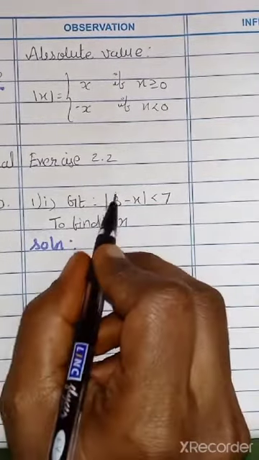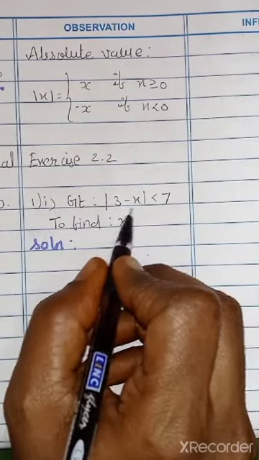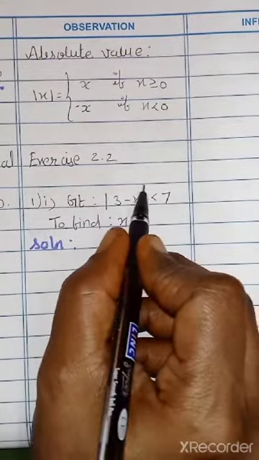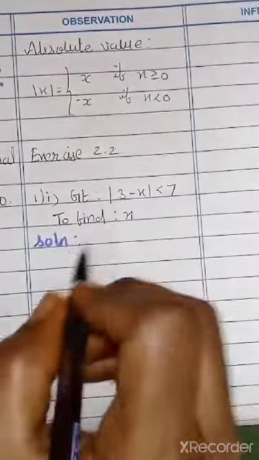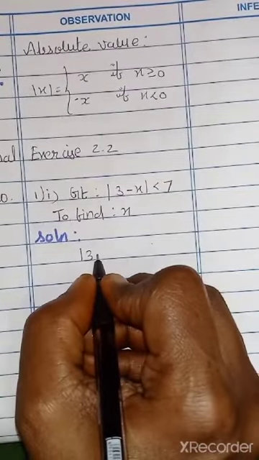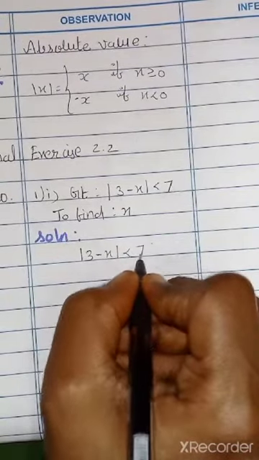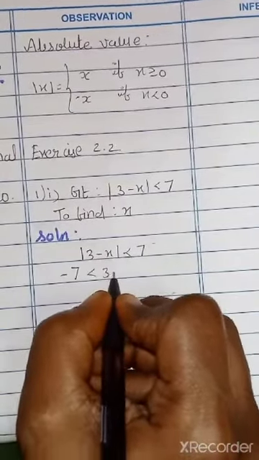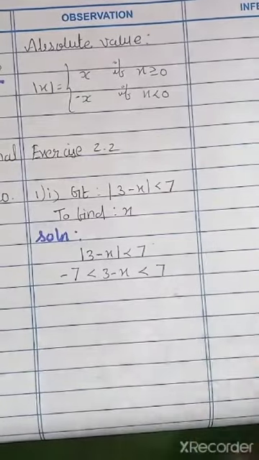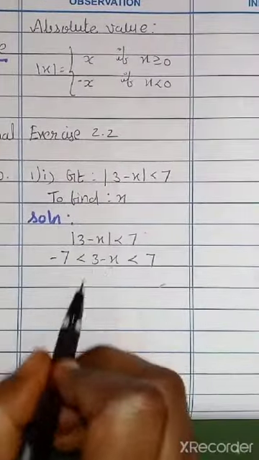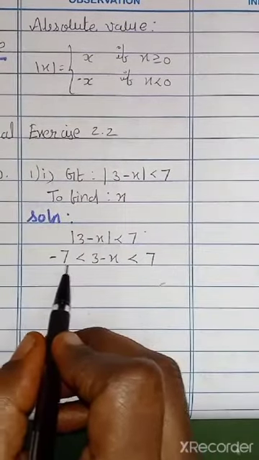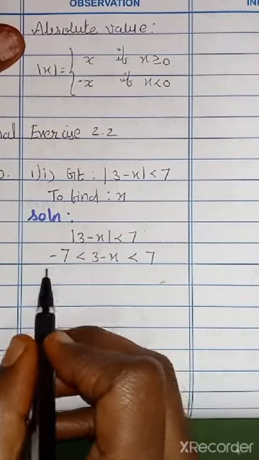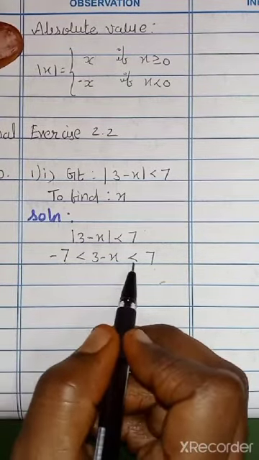Okay, so what is meant by mod? Mod means both positive value and negative value, correct? So we can take the mod off. I'll write the question. Mod 3 minus x less than 7 can be taken as minus 7 less than 3 minus x less than 7, since the mod value is both positive and negative.